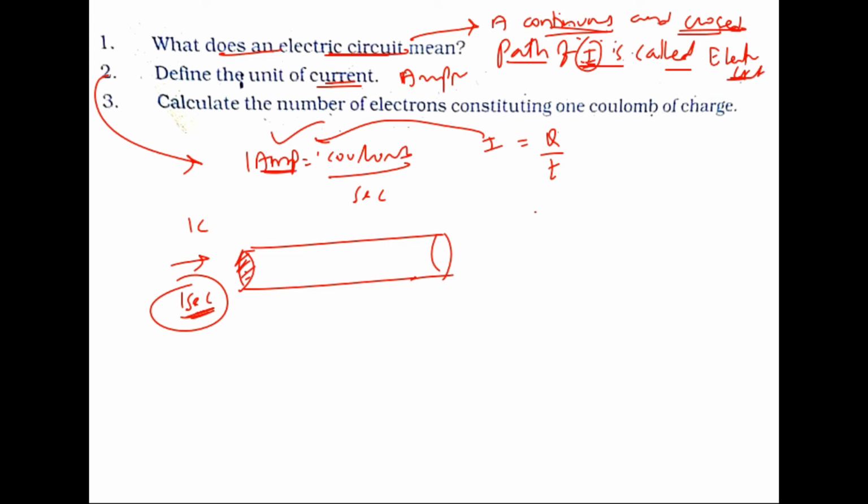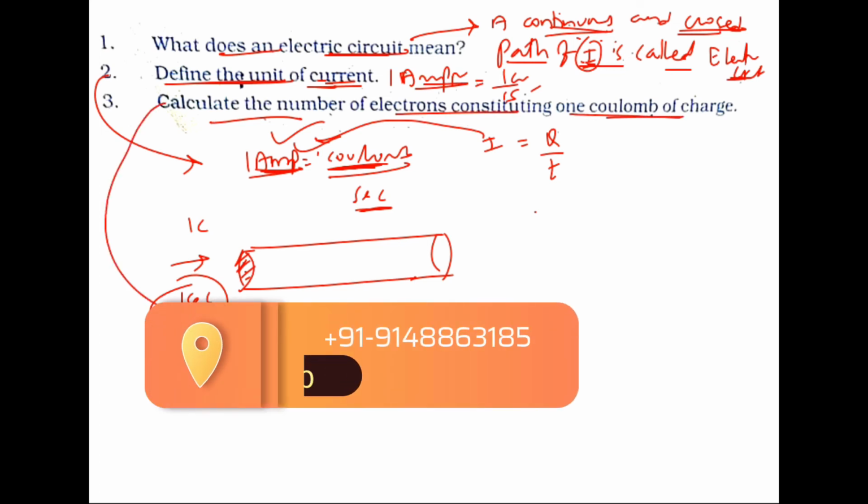So what's the definition? If 1 coulomb of charge is passing through a conductor in 1 second, we can say 1 ampere current is flowing. You write 1 ampere equals 1 coulomb by 1 second, and after that write the definition. Then, the third question: calculate the number of electrons constituting 1 coulomb of charge.